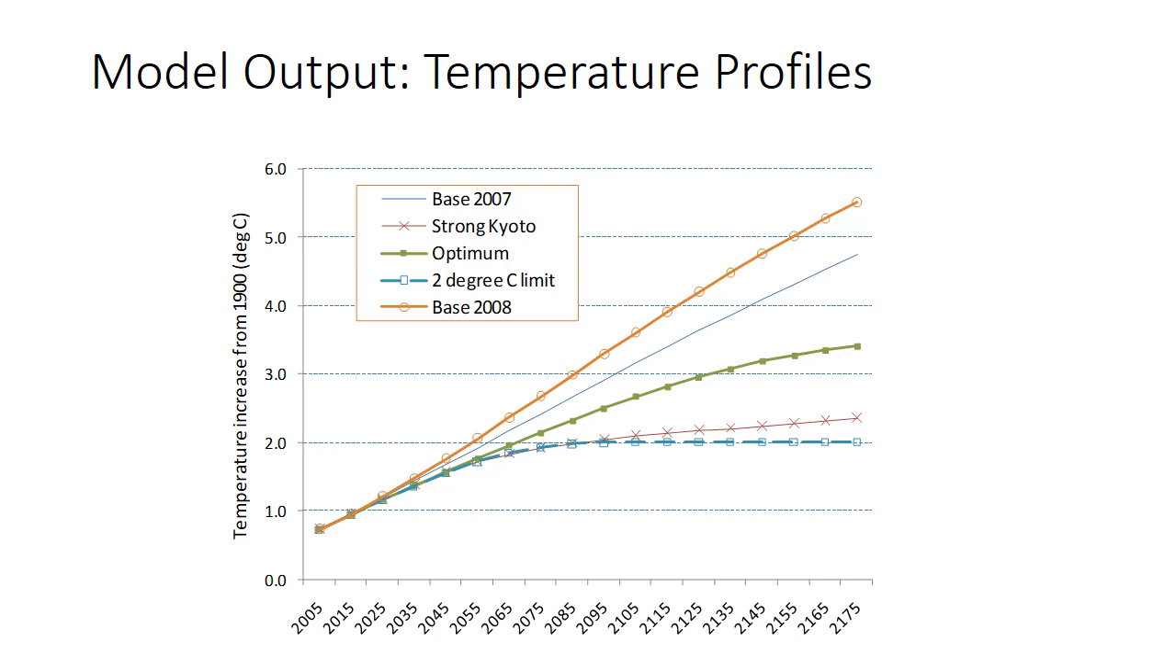The limiting to 2 degrees C, the blue line with the squares, of course, we're imposing that in the model, so the temperature increase is limited to 2 degrees C. The optimum is the green line. That's the social welfare maximizing optimum. We would be by 2175 at about 3.5 degrees C. And the strong Kyoto is the kind of maroonish line with the X's.